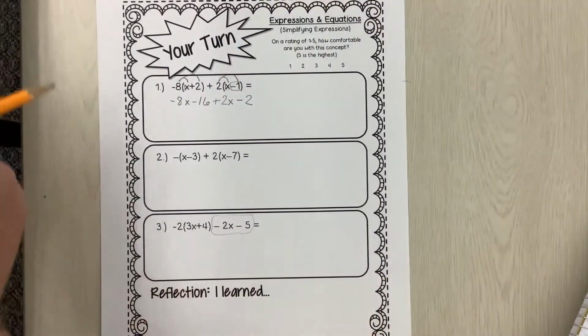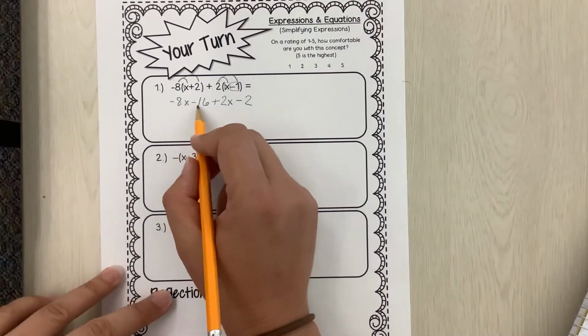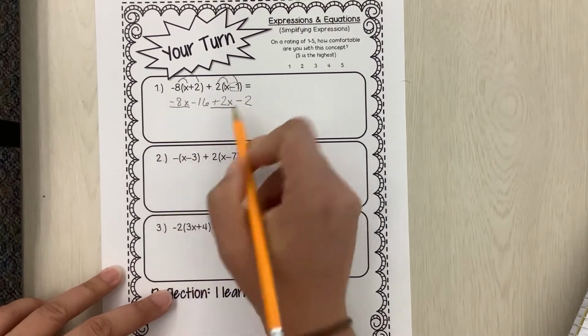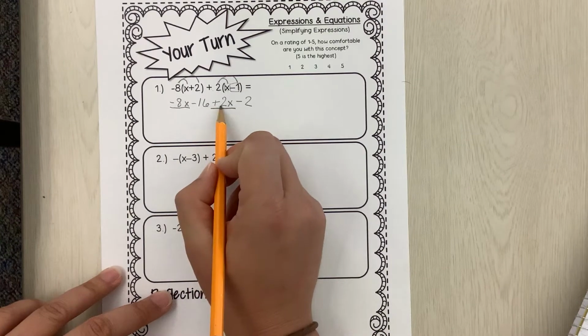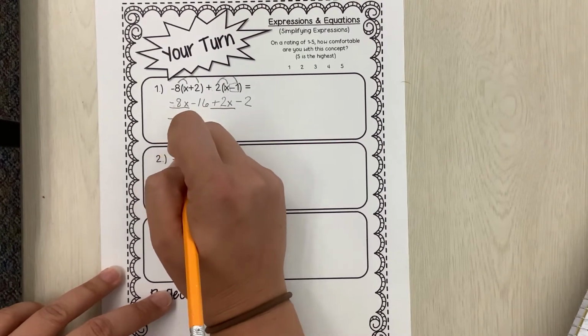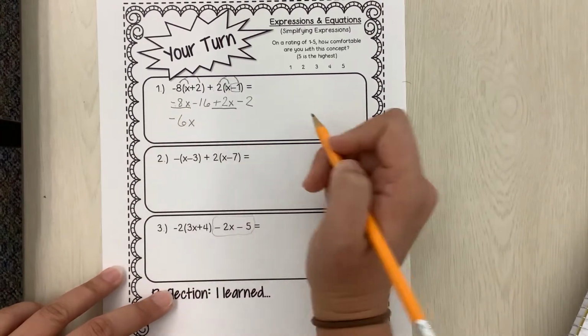All right, now let's do the second step. We're going to combine like terms. So negative 8x plus 2x. So a negative 8 plus 2, or 2 minus 8. Well, it's going to give us a negative 6x.